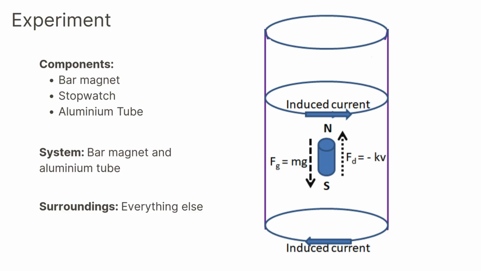The idea is that when the bar magnet falls at the different points, the magnetic field is going to change, which will then change the magnetic flux, and it will cause these induced currents above and below the magnet, which should theoretically slow it down.